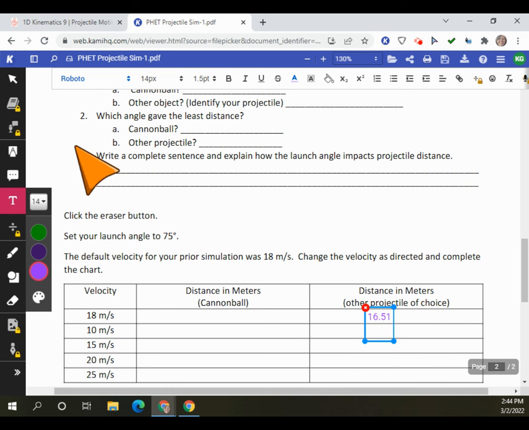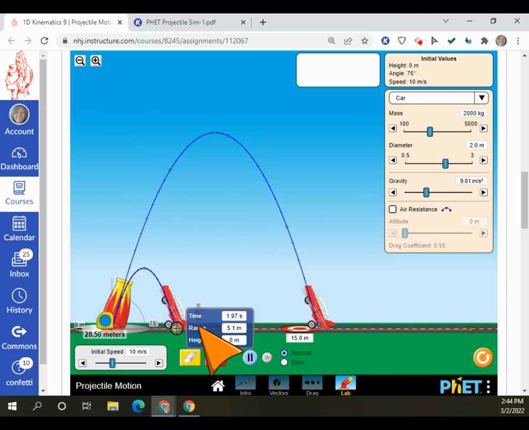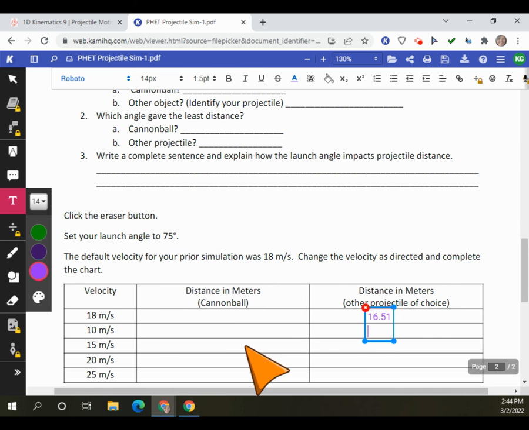If I change to 10 meters per second, so I'm actually going to go slower and launch it. Our angle didn't change, but the initial speed of launch did change. So what did we get? 5.1 meters. All right. What predictions can you make if we go 15, 20, and 25? What do you think? Okay, go ahead and finish these.